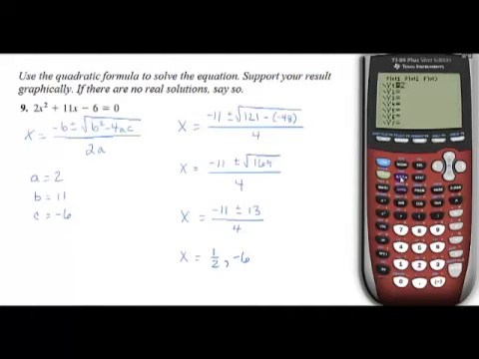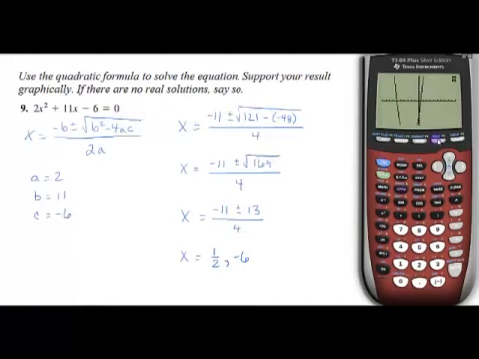So 2x squared plus 11x minus 6, and go ahead and graph that. Get a nice graph of the equation, and what we'll want to do is find out where this graph equals 0, where the y value is 0, because we actually have a 0 instead of a y there.